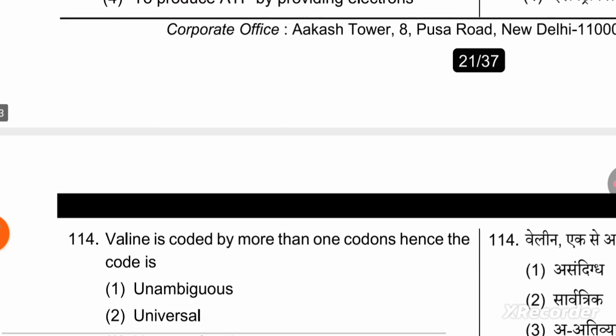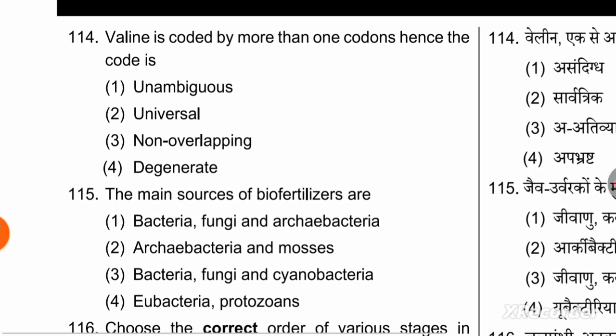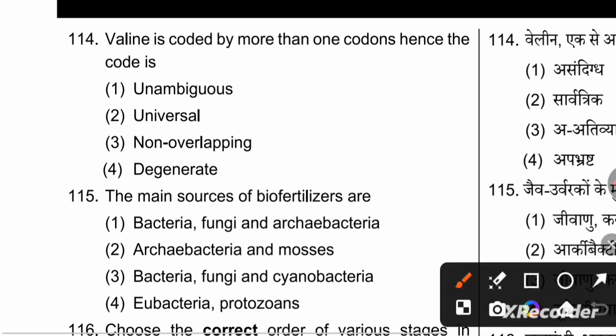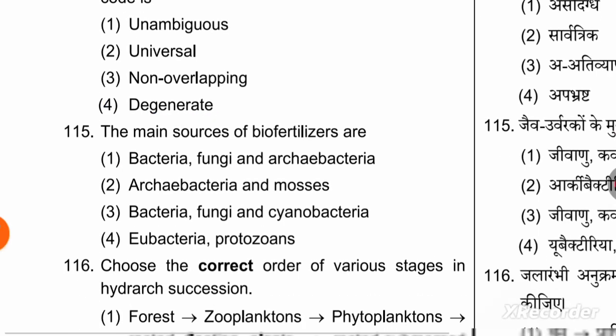Move to the next question. Valine is coded by more than one codon, hence the code is degenerate. If an amino acid is coded by more than one codon, that shows the property of degeneracy. Let us move to the next question.